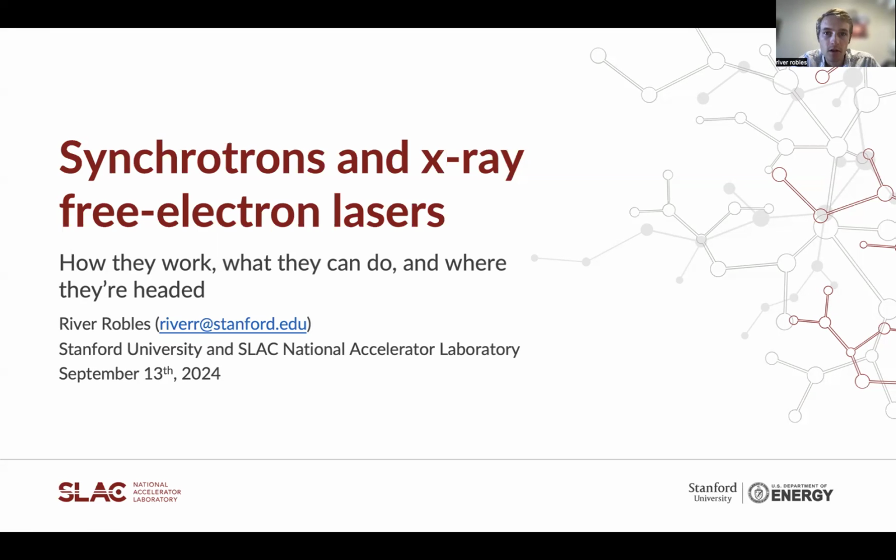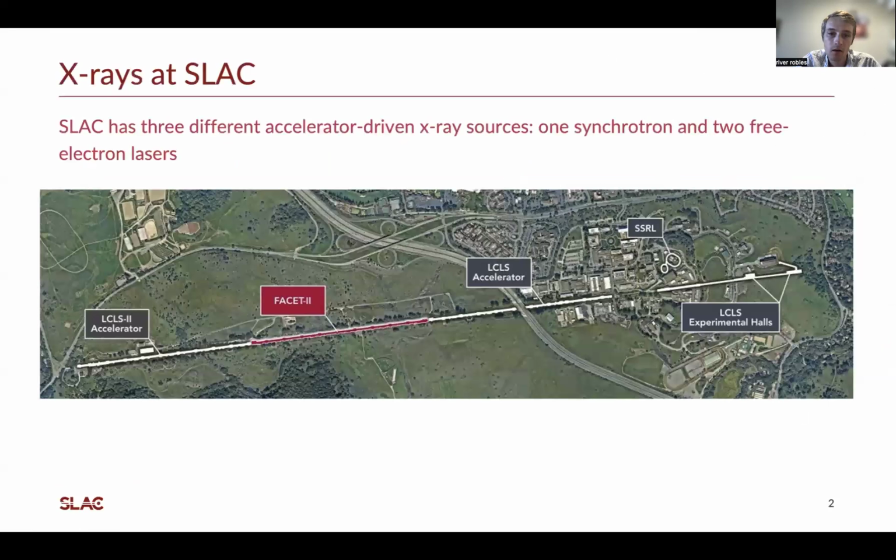I'm a PhD student at Stanford University, but I do all my research at SLAC National Accelerator Laboratory, where I do research and development into X-ray free electron lasers. And today I want to talk to you about synchrotrons and X-ray free electron lasers, how they work, what they can do, and where they're headed.